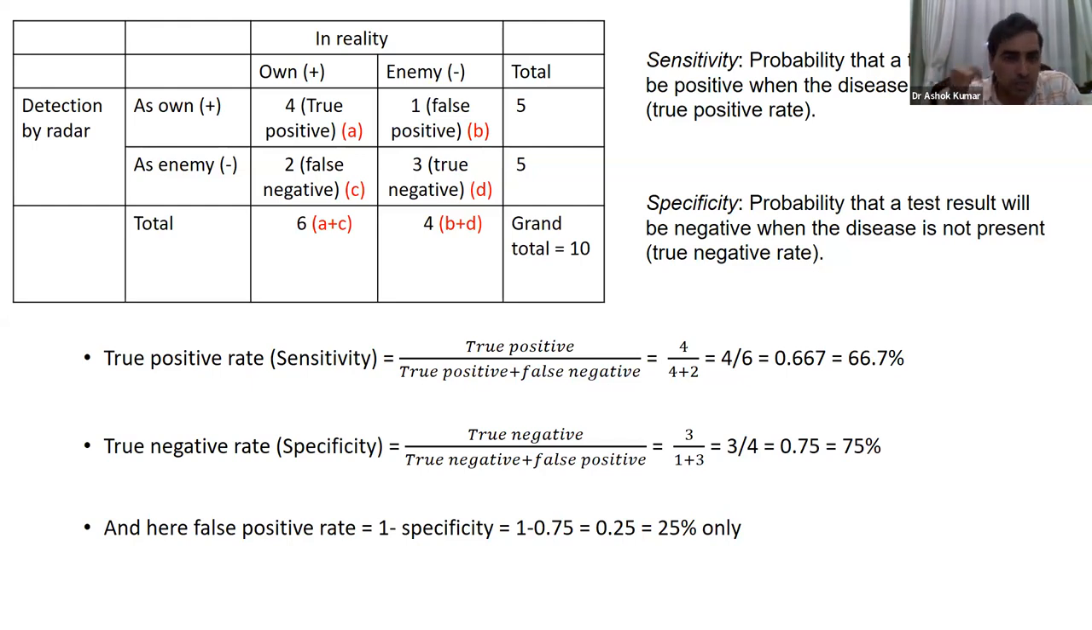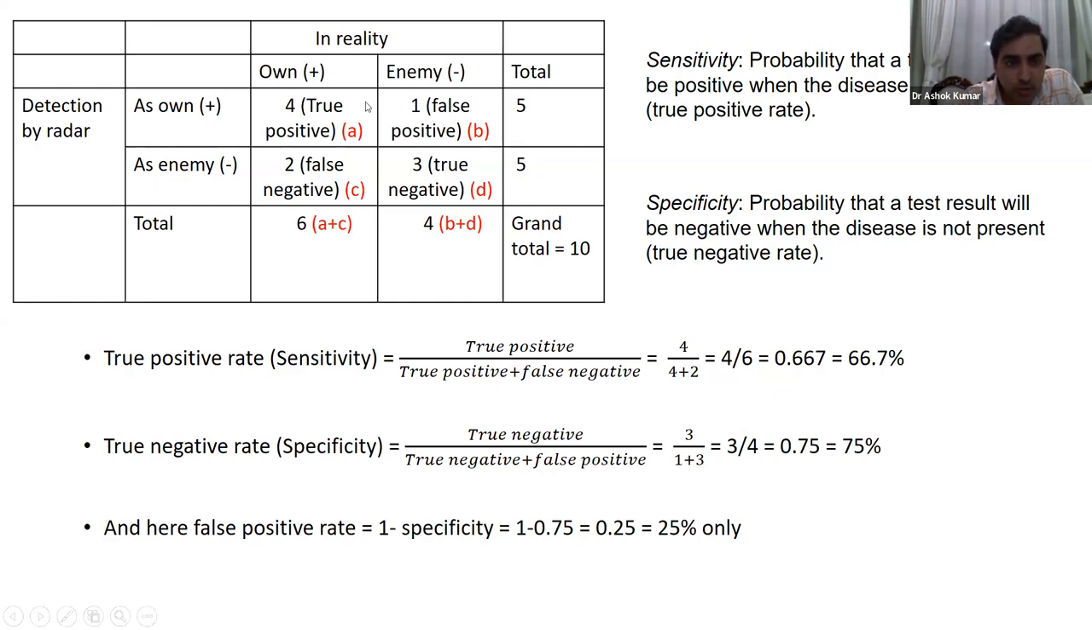And what do you mean by specificity? It is the probability that a test result will be negative when the disease is not present. If there is no disease, it means no diabetes, so the blood sugar level must be low. It is called specificity. What do you mean by true positive or sensitivity? It is the true positive.